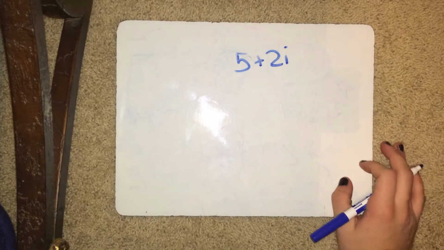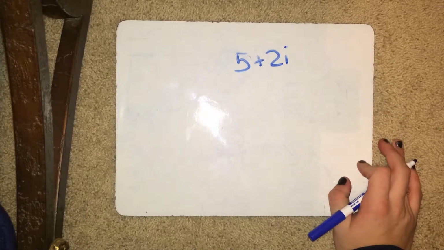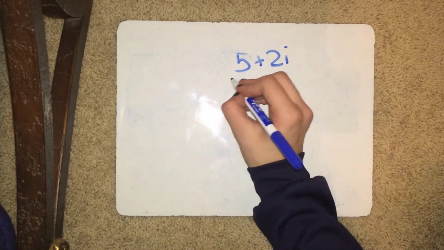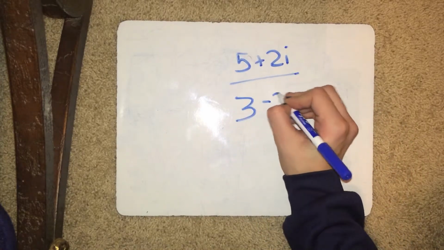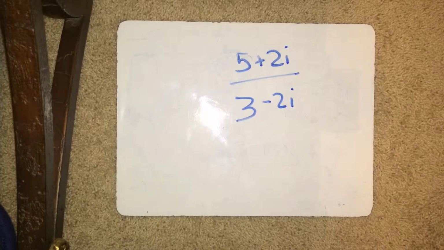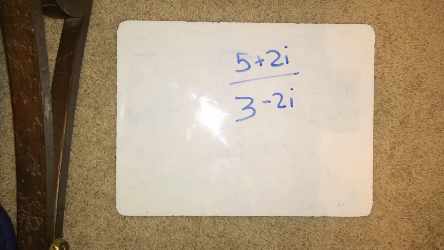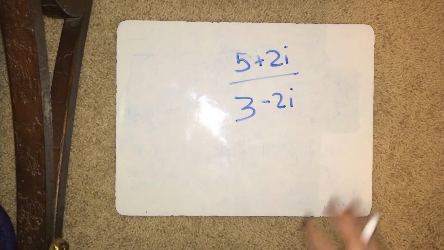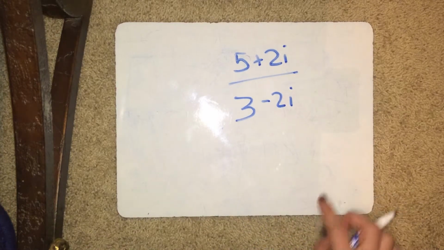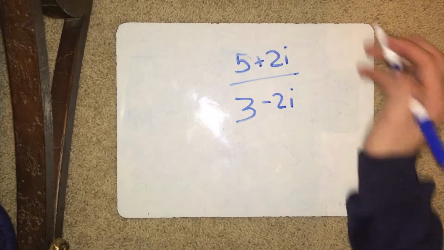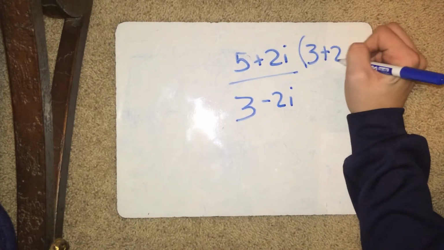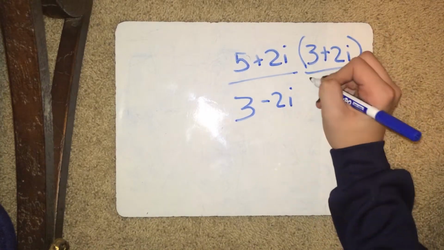Complex conjugates are also used in another way, which is called dividing complex numbers. So you have 5 plus 2i as the numerator over 3 minus 2i as the denominator. First, we're going to multiply the numerator and the denominator by the complex conjugate of 3 minus 2i. The complex conjugate would be the plus or minus form, so since it's already in the minus form, we're going to make it plus. So we're going to multiply both the numerator and the denominator by 3 plus 2i because that's the opposite.